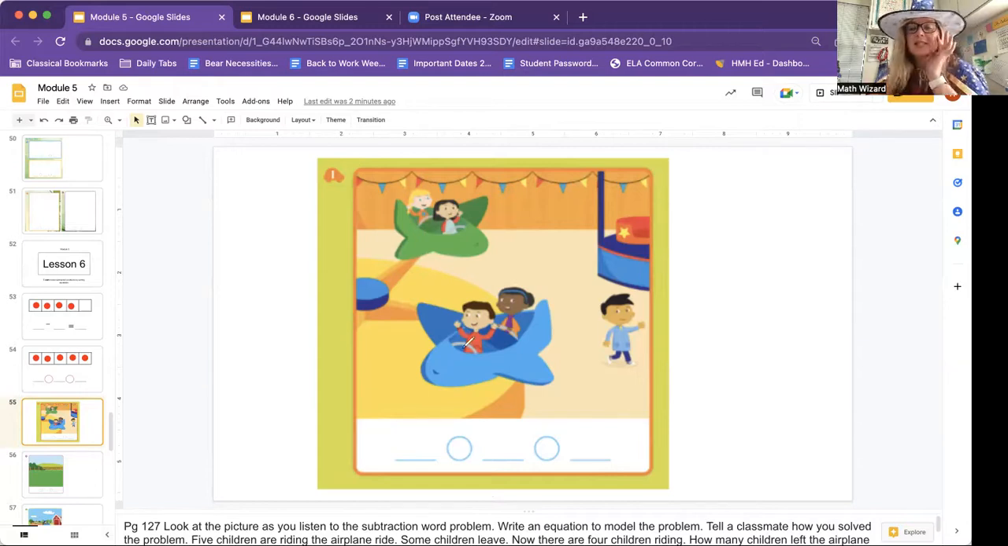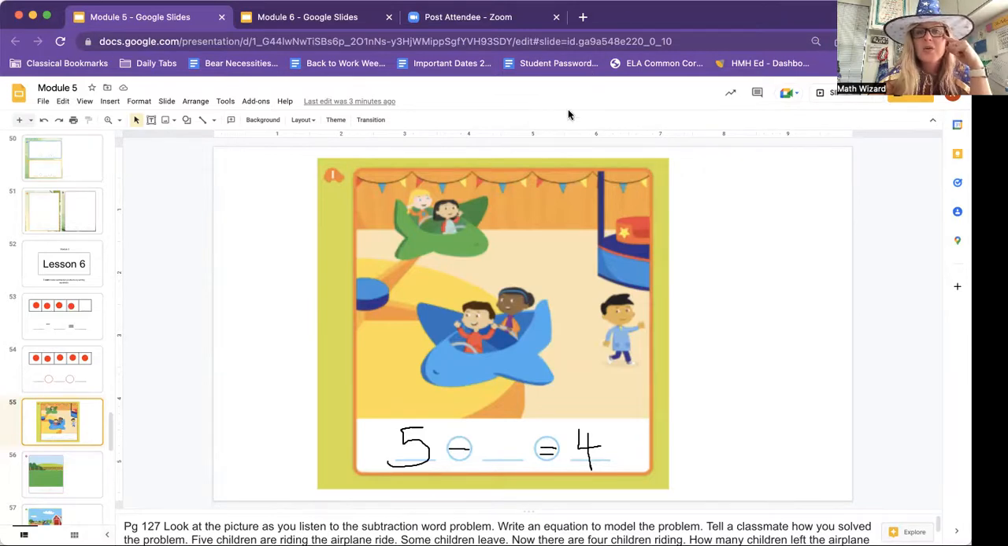So let's see. Let's listen to it again. 5 children are riding the airplane ride. 1, 2, 3, 4, 5. That's our first number. So we put our first number here. That's what we started with. 5 children. Some children leave. Leave means take away. So we're going to put the takeaway sign. Do we know how many children leave? No. So we're going to leave that blank because we don't know yet. But we do know how many are left. So equals, now there are 4 children riding. How many children left the plane?